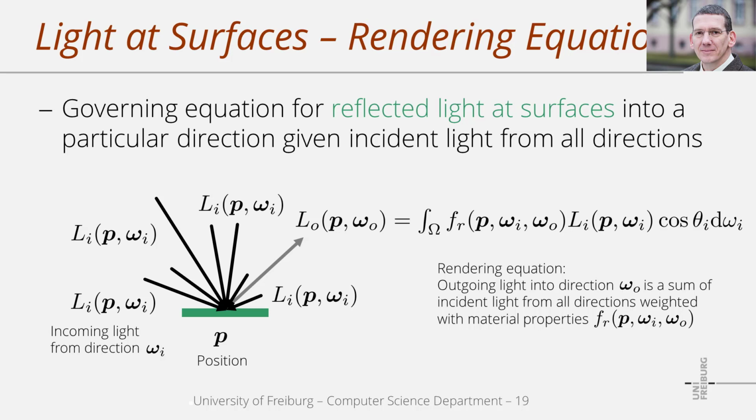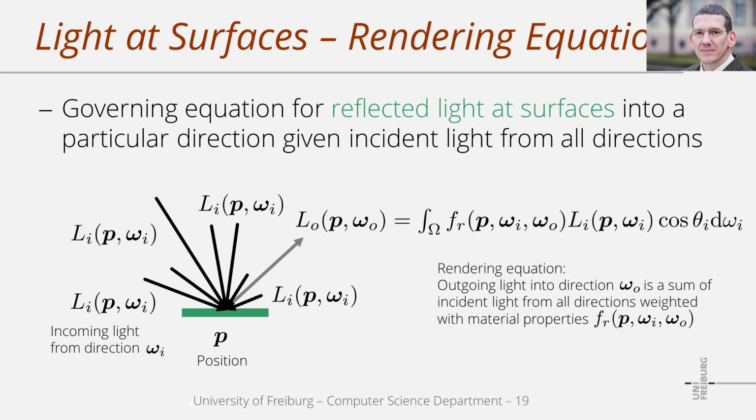The rendering equation describes how much light or radiance Lo is reflected into a particular direction omega o given incoming light Li from all directions omega i, and also considering the reflection properties of the surface, which are represented by the function Fr. The setting is indicated on the left-hand side. We have a point position p on a surface, and we have incoming light Li at point p from direction omega i. And now the rendering equation states how to compute reflected light Lo from position p into a direction omega o. In the illustration, the outgoing light is indicated with the gray arrow.